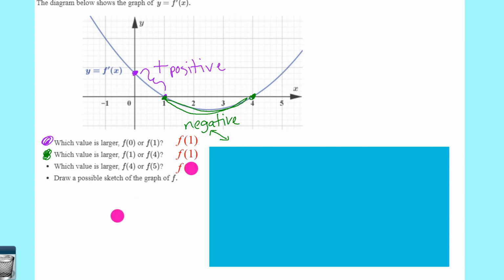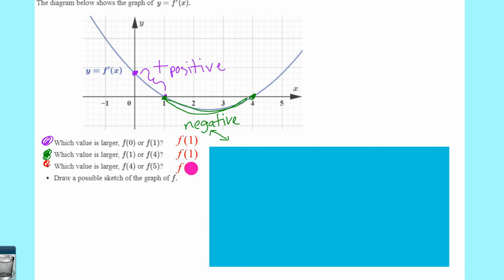Oh, I said it wrong. Yes, f of 4 is smaller, but they were asking for the larger one. So don't do what I just did, all right? Make sure you read the directions on your test. Okay, let's do another one.